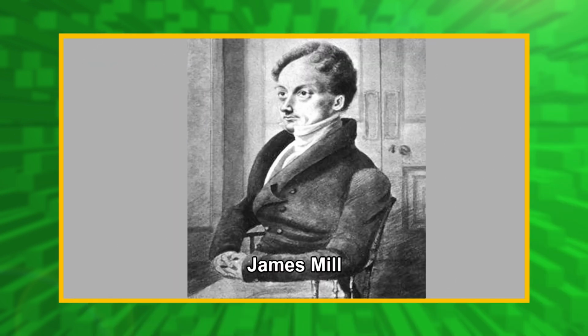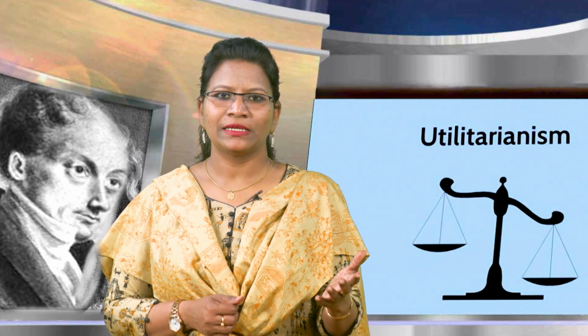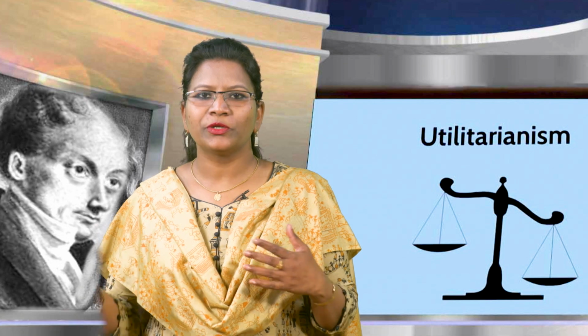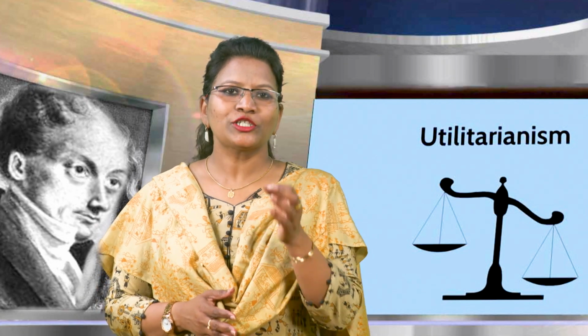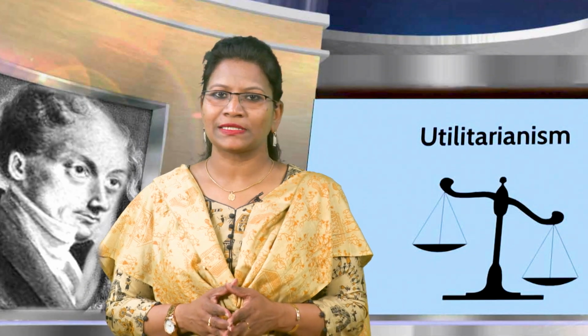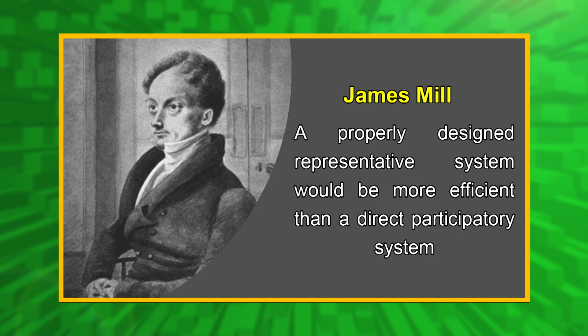In this scenario, James Mill took the middle course between radical participatory democrats and the supporters of the so-called virtual representation. In response to the arguments of the radical participatory democrats like Rousseau, James Mill argued that a properly designed representative system would be more efficient than a direct participatory system.